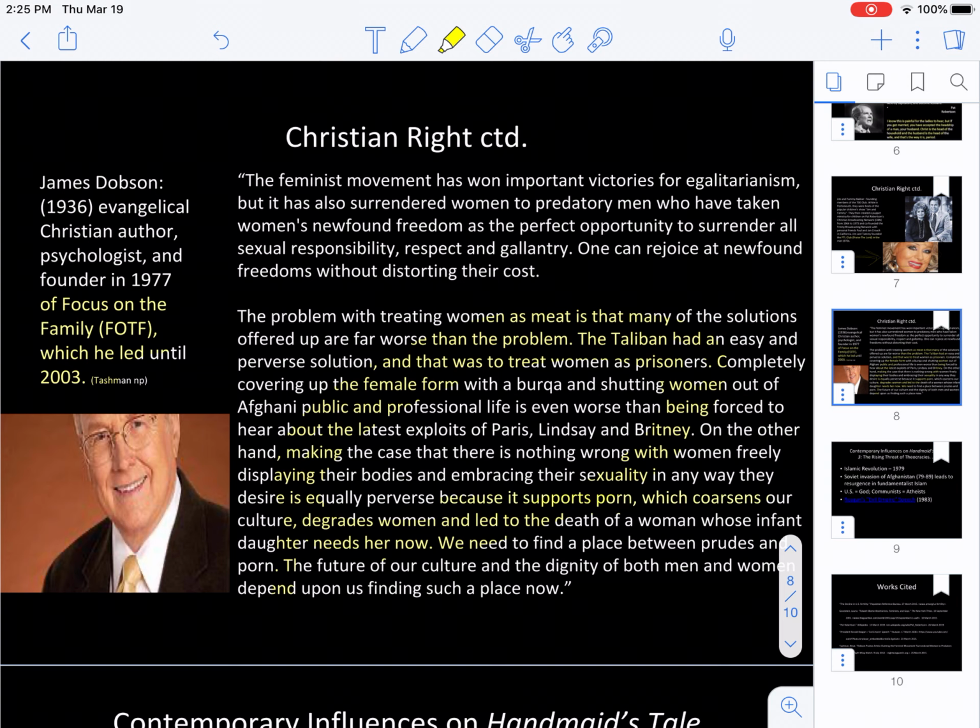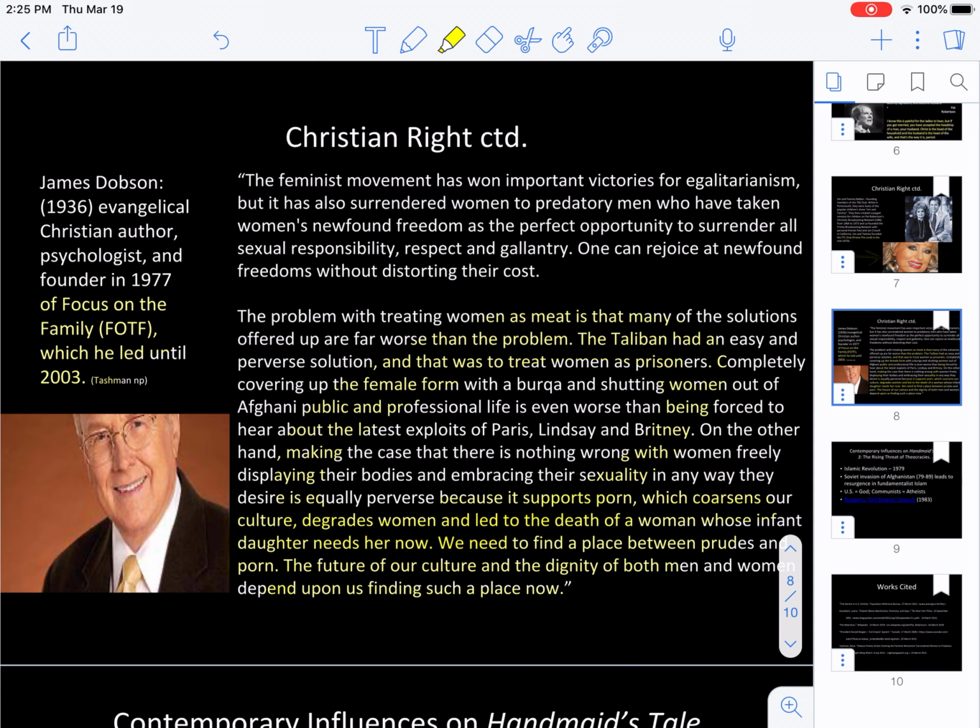supports porn, which coarsens our culture, degrades women, and led to the death of a woman whose infant daughter needs her now. We need to find a place between prudes and porn. The future of our culture and the dignity of both men and women depend on us finding such a place now. So basically, this is where Atwood takes her uniforms for the dystopia. So all women are covered at all times, so they're respected.